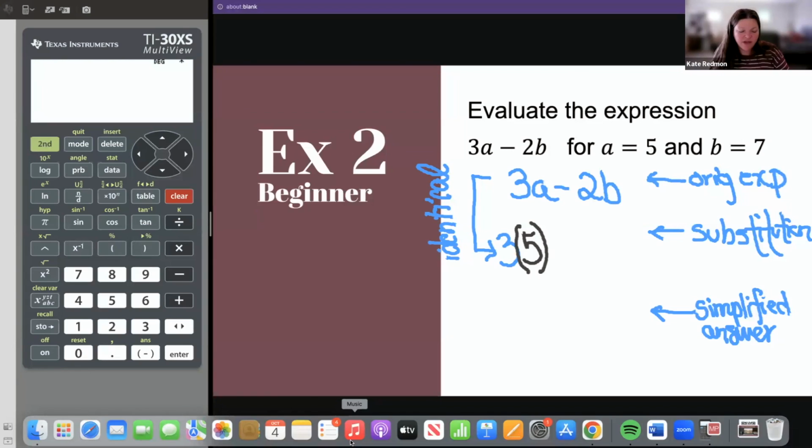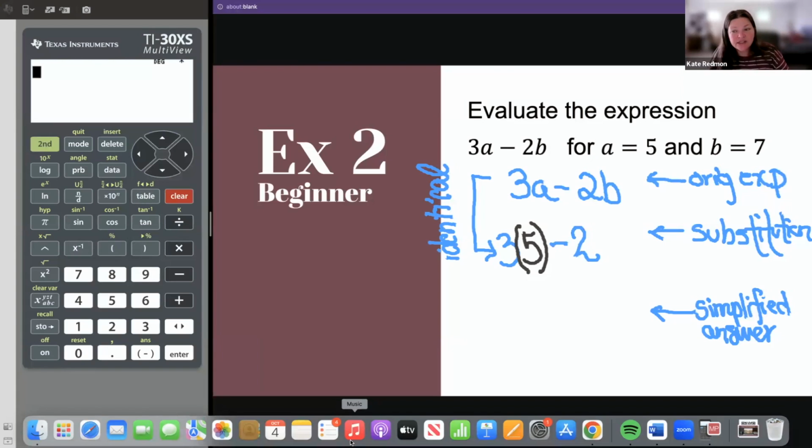I'll enclose 5 in parentheses. So you can see there's my 3. My A has been substituted with a 5 that's multiplying instead of an A that's multiplying. But once again, it's going to be super duper important not to lose anything from up above. So if my original expression has a minus, my new expression better have a minus. If my original expression has a 2, my new expression has got to have a 2.